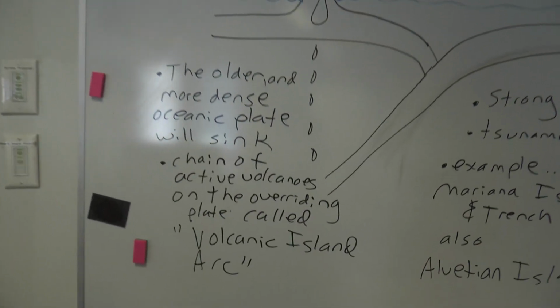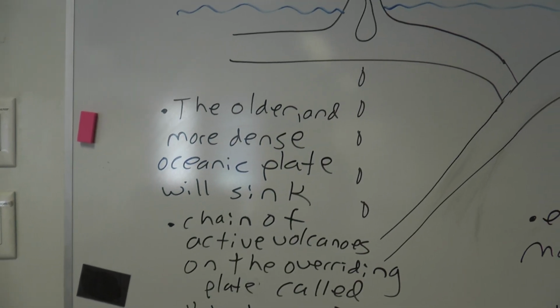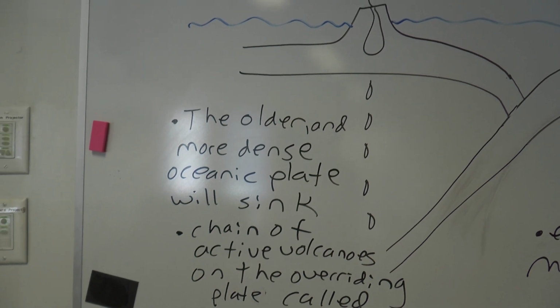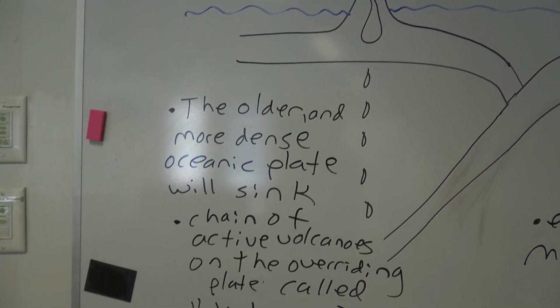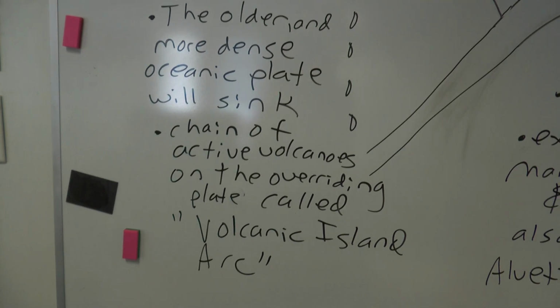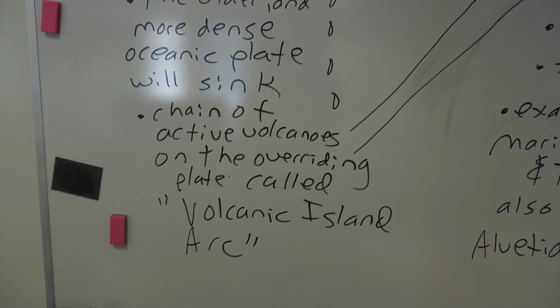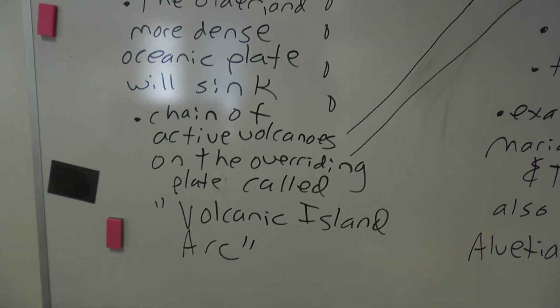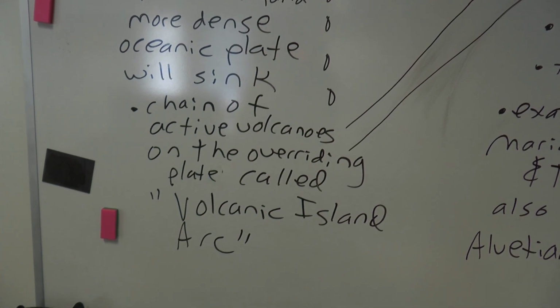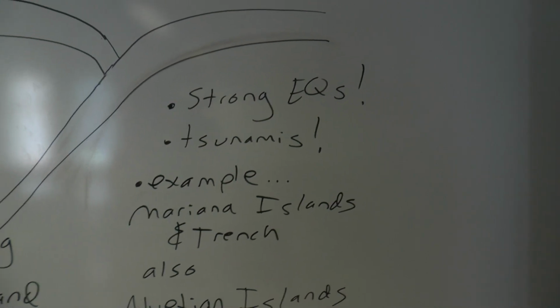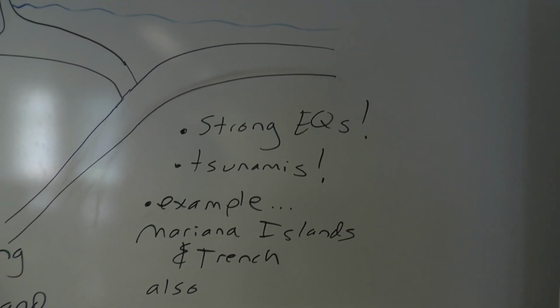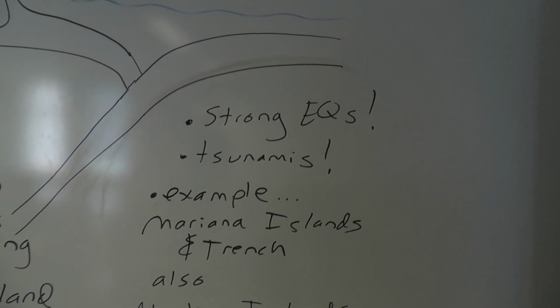So what's going to happen here? Let's zoom in a little bit. All right, so what's going to happen is that the older and more dense of the two oceanic plates will sink. We are going to have a chain of active volcanoes on the overriding plate because we have dewatering of that slab, and we call this a volcanic island arc. What else will we find here? Well, unfortunately, we can have really strong earthquakes of all kinds of depths.